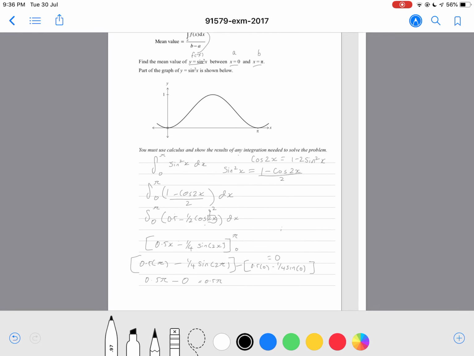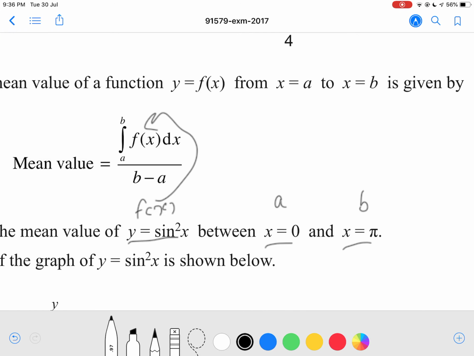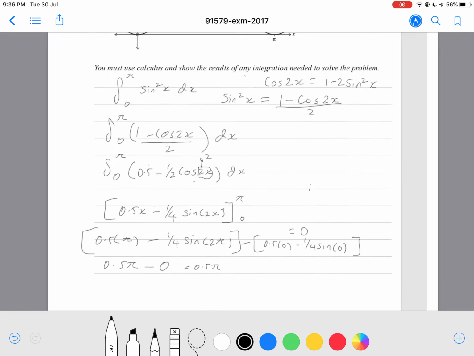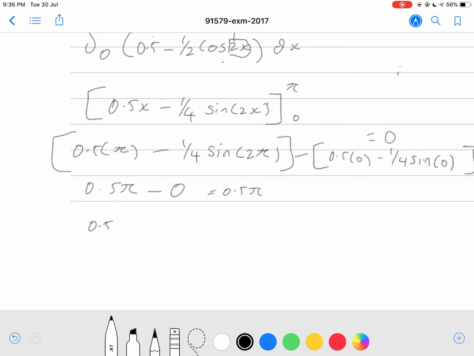Right, you're not quite done yet. What you found now is the value at the top here, the numerator. All you have to do now is divide the numerator you just found, 0.5 pi, by the denominator b minus a. Pi minus 0 is still pi, so the mean value m equals 0.5 pi divided by pi, and the pi's cancel out, so this just becomes 0.5. You should get 0.5 as your final answer, and that will get you an excellence grade.